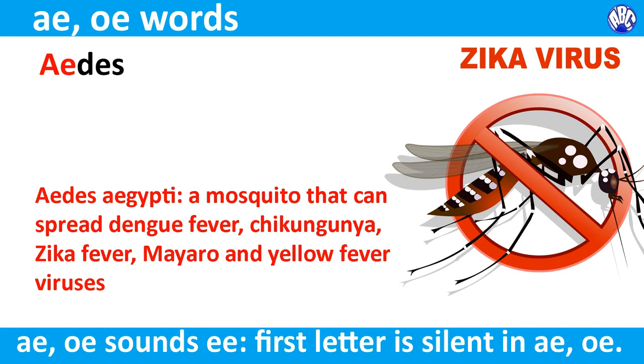Aedes. Aedes aegyptus is the yellow fever mosquito that can spread dengue fever and yellow fever viruses.